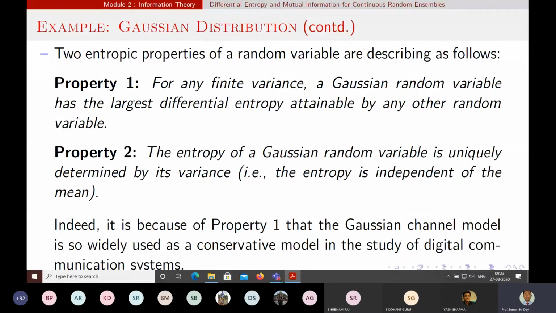When you talk about any type of noise or any distribution, you will see that we have already studied that we always take the Gaussian distribution, like the AWGN, additive white Gaussian noise. That is the reason why we prefer the Gaussian distribution for digital communication. And the reason is that we get the largest differential entropy if the probability density function of the random variable follows the Gaussian distribution.